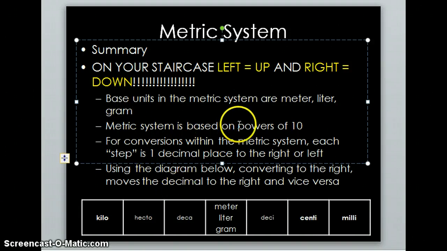And the metric system is based on powers of 10. So again, for each step, you're either going to multiply or divide by 10. So it's one decimal place to the right or left. You can use this staircase or the one that we provide, either or is fine.